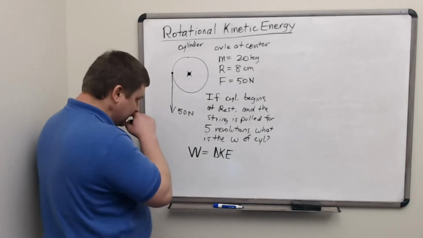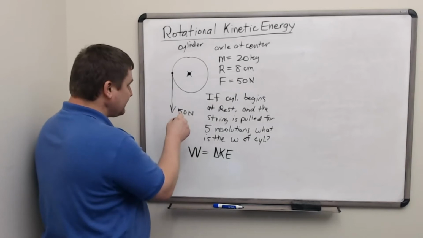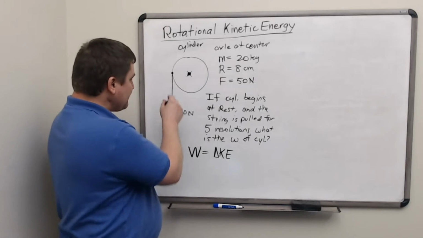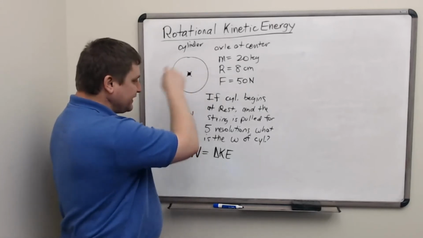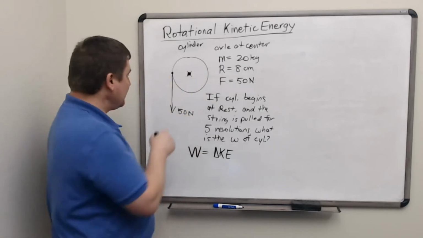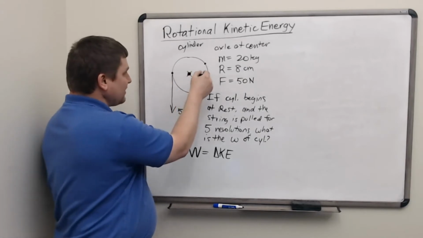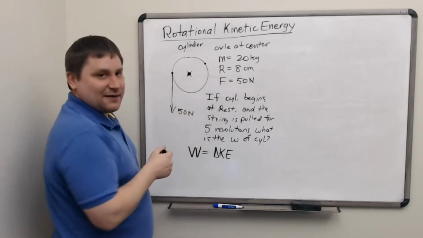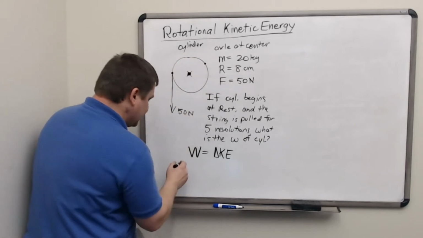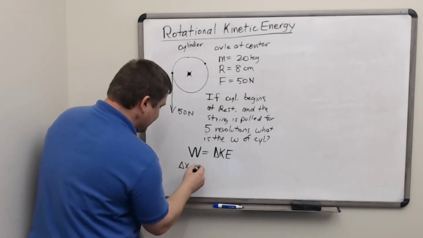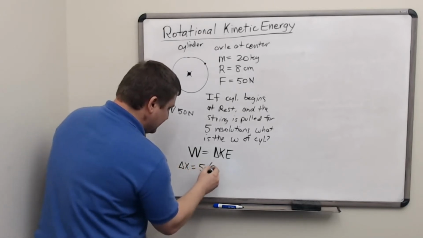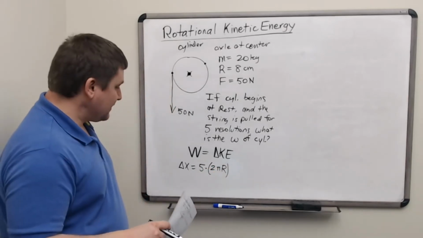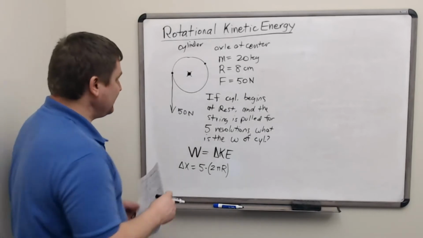To find our work, we need to think about the force and the distance through which it pulls. If we pull and the cylinder rotates 5 total times, then a point on the string, or a point on the outside of the cylinder, would move 5 times the circumference of the cylinder. So our delta x in this case is 5 times 2 pi r. That's 5 times the circumference of the cylinder.